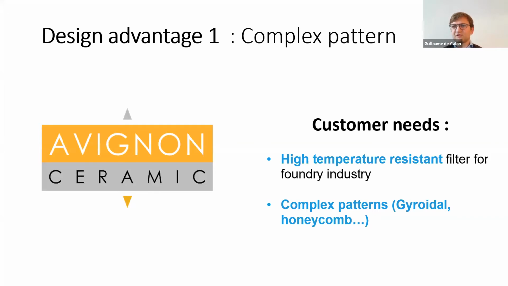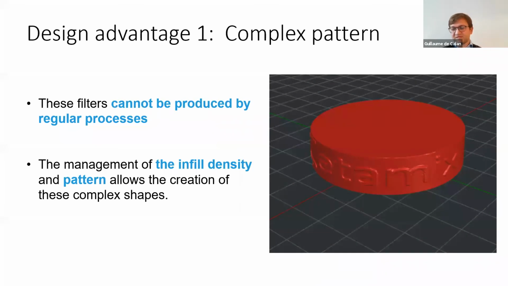who's manufacturing materials for foundry and for the casting industry. They needed high temperature resistant filters for the foundry for filtering molten metal. And they were interested in the possibility to print very complex patterns. Typically, the filters you saw in the previous pictures, they cannot be produced by regular process. It's just not possible. With our system, you can print it in many different ways.